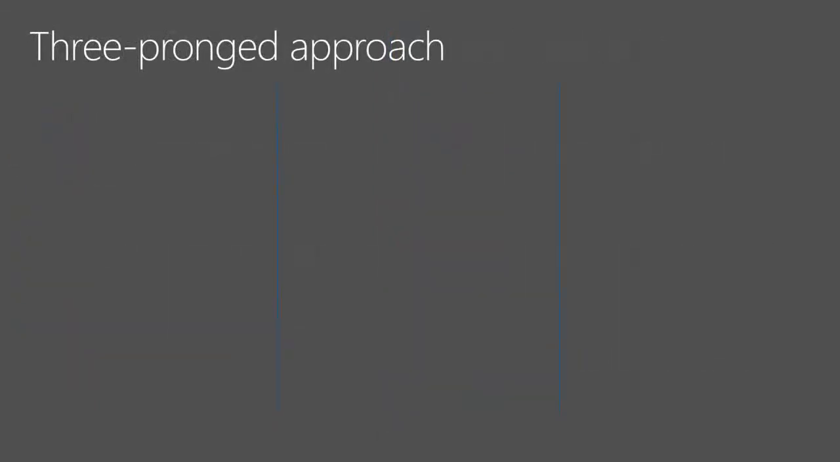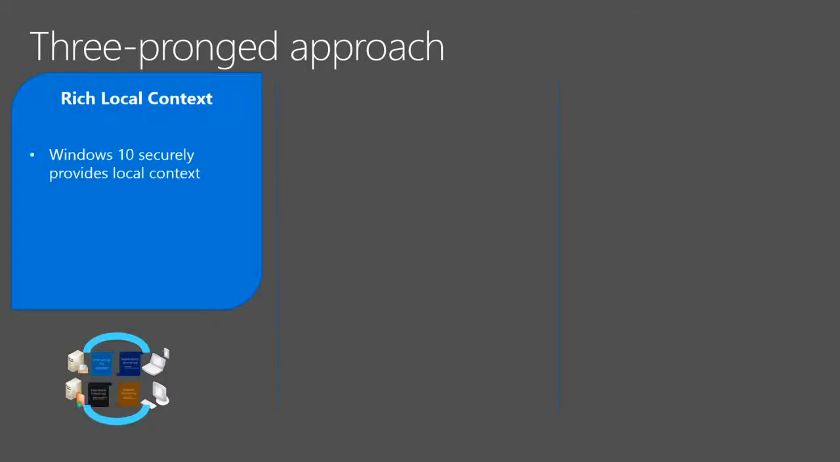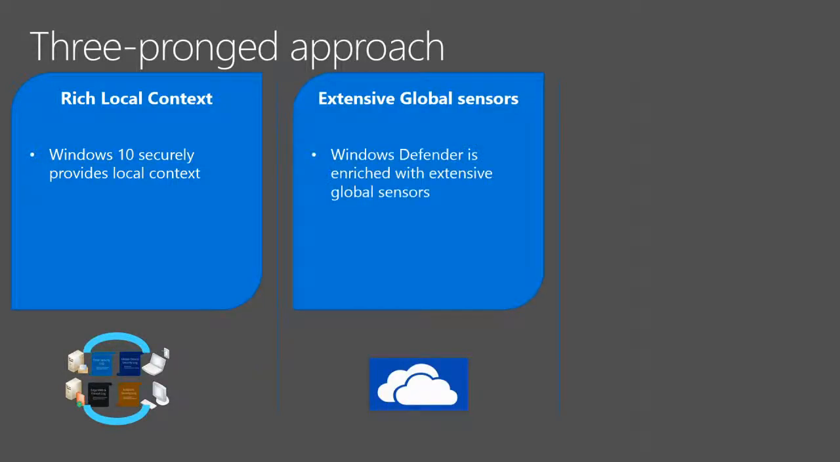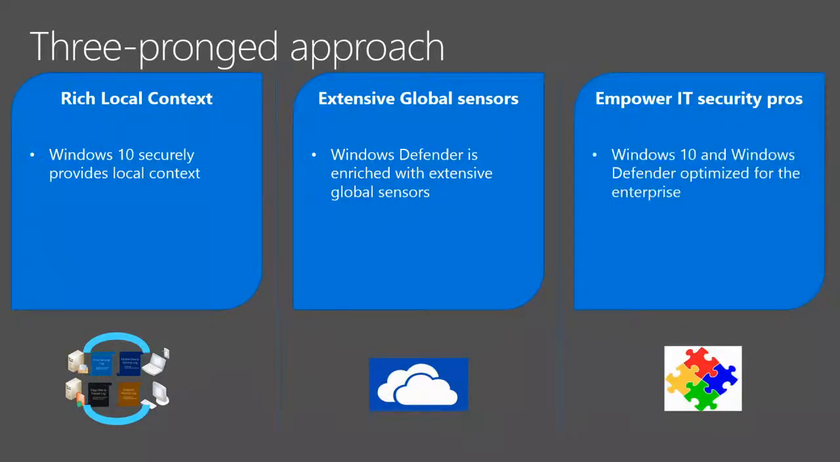So we've taken a 3-pronged approach. Number 1, Windows 10 securely provides local context to Defender and any other AV product. Number 2, Windows Defender is being enriched with extensive global sensors, and I'll show you what these sensors are and what type of information Windows Defender is enriched with. And finally, Windows 10 and Windows Defender is optimized for the enterprise. We'll look at each of these different legs of this strategy.